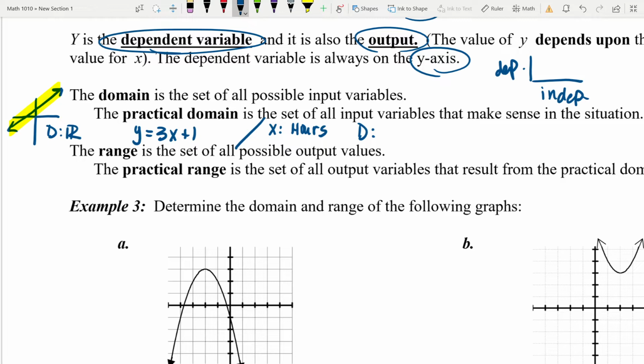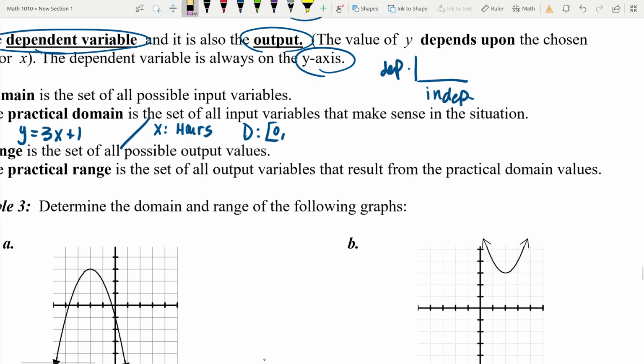Is your domain still all real numbers? Is it? Yes or no? Talk to me. Can you have negative hours? No. So the domain would be from 0 to infinity, including everything in between. Because if it was hours worked, you could work 0 hours, but probably wouldn't be infinity. They would give you more details, like you can't work more than 40 hours in a week, let's say. So then the domain would be anywhere from 0 to 40.